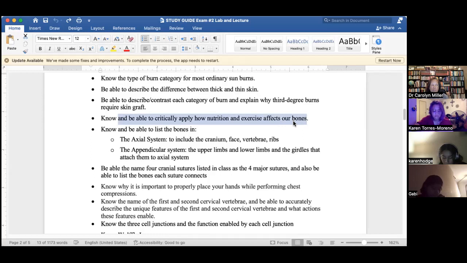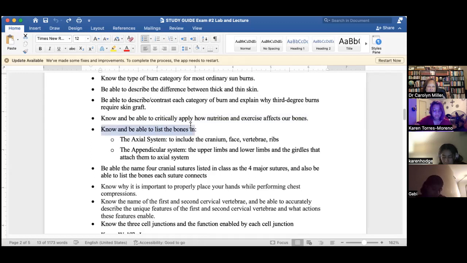The nutrition, we need a proper diet. We need calcium and phosphorus in order to produce the inorganic matrix of bone, which is hydroxyapatite. And in order for the calcium to be absorbed, we need vitamin D.